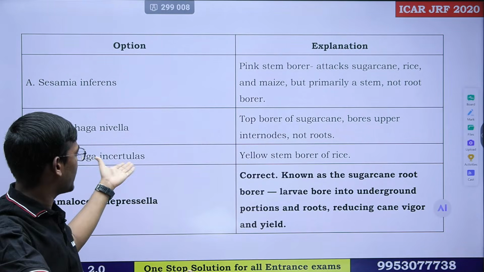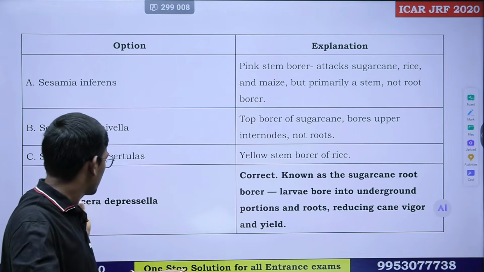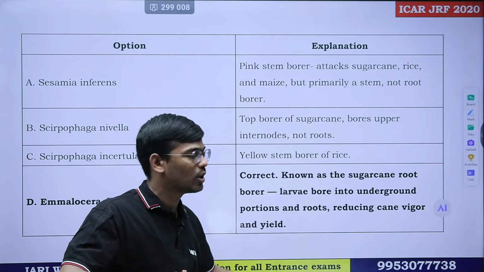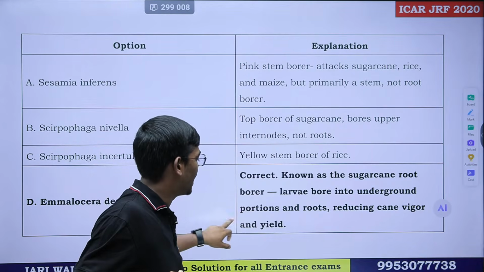So Scirpophaga incertulus, the monophagous pest of rice, that is yellow stem borer, you all know. So our answer is Emalocera depressella, which is known as the sugarcane root borer, and the larva bores into underground portions and roots and reduces cane vigor and yield.